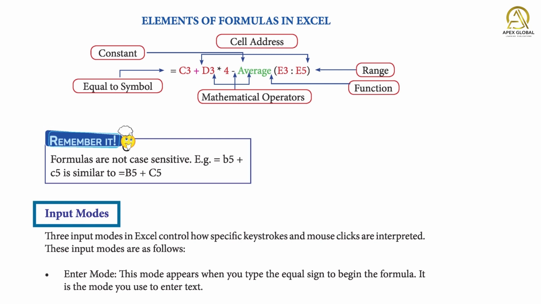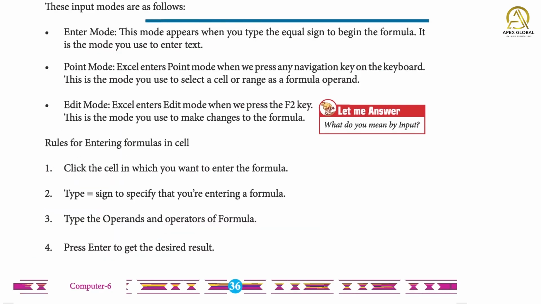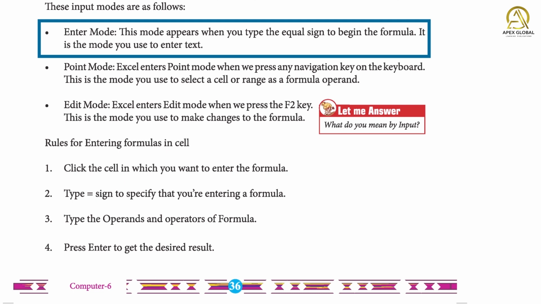Input modes. Three input modes in Excel control how specific keystrokes and mouse clicks are interpreted. These input modes are as follows. Enter mode. This mode appears when you type the equal sign to begin the formula. It is the mode you use to enter the text.